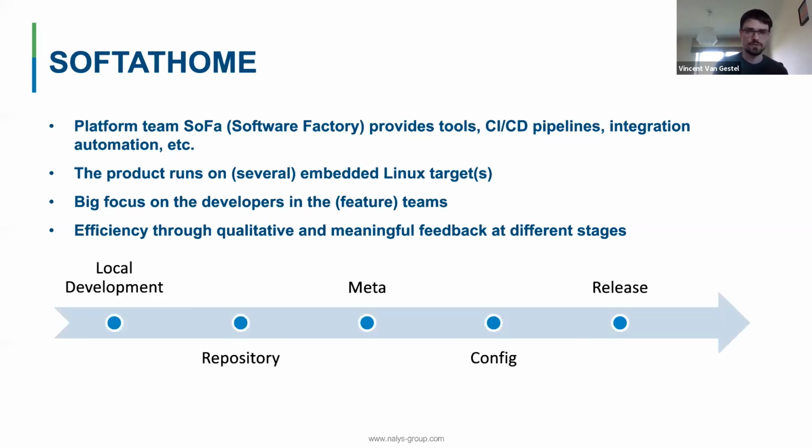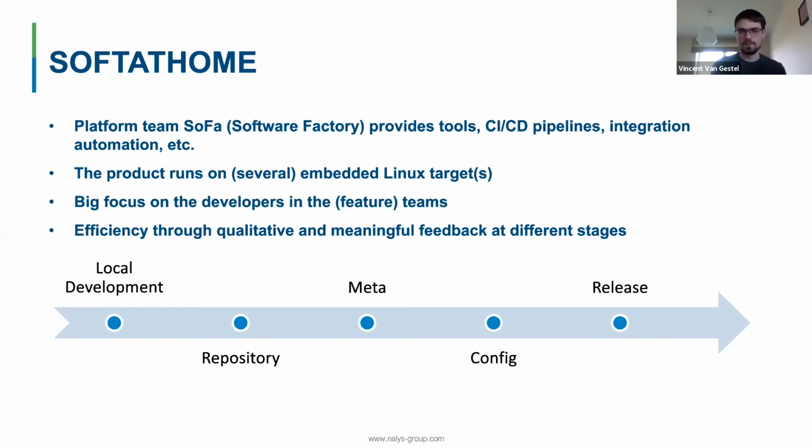And the different stages that we can identify at Softathome are the following. First, we have local development, where the developer is working on his own workstation with potentially a target attached to it. Then when he pushes his code, it ends up in a repository known as a component. Different components are grouped together in a single meta component with some additional configuration. Different meta components are then again grouped together in a config, which describes the final image.